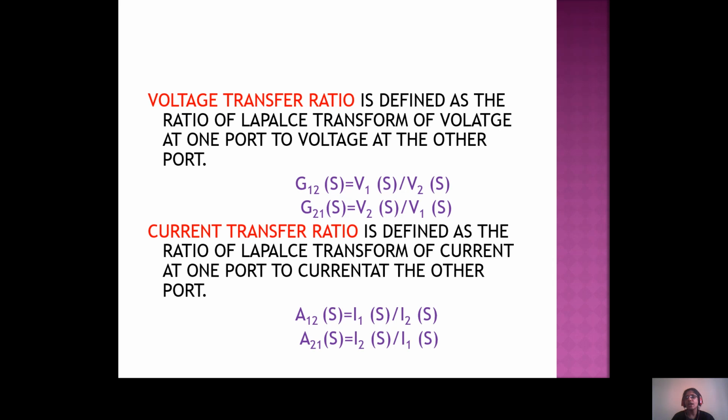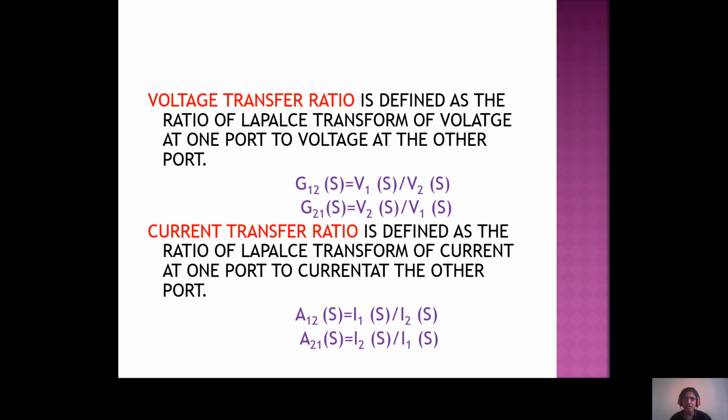V1 of V2, 1 2 means 1 of S by 2 of S, and 2 1 means 2 of S by 1 of S. But voltage transfer function is defined as the voltage at the one port to the voltage at the other port. So G12 of S is equal to V1 of S by V2 of S, and G21 of S is equal to V2 of S by V1 of S.